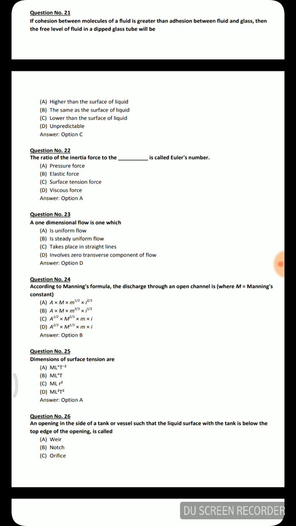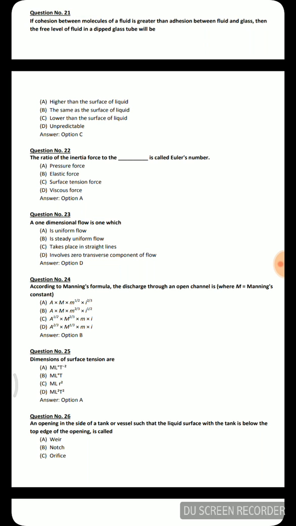So in this video we will continue with more questions. First question for this video is: if cohesion between the molecules of a fluid is greater than adhesion between the fluid and glass, the free level of fluid in a dipped glass tube will be, correct answer in this case is, lower than the surface of liquid. Obviously.